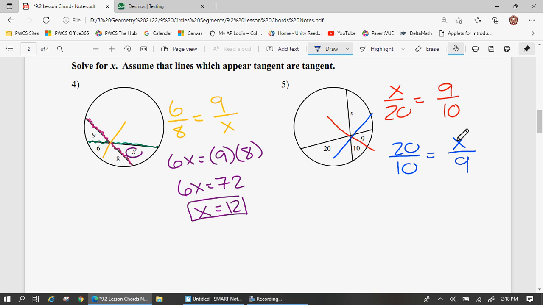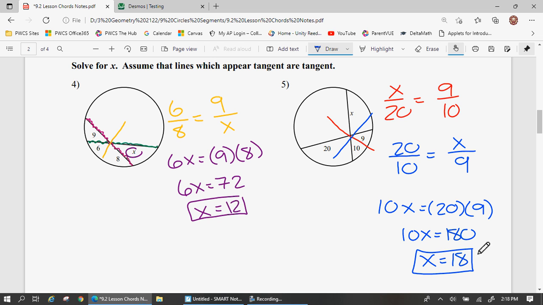No matter which way I did this, when I cross multiply, I'm going to end up with 10 times x, and 20 times 9. And so I'm going to get 10x equals 180. Divide both sides by 10 and find that the missing piece is 18.